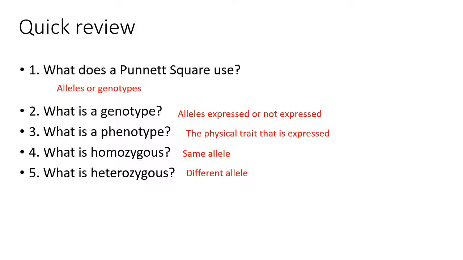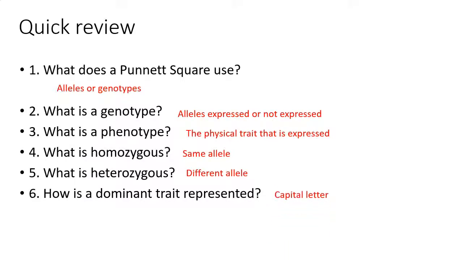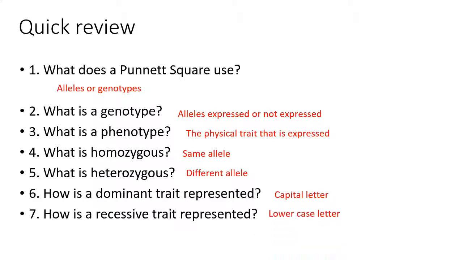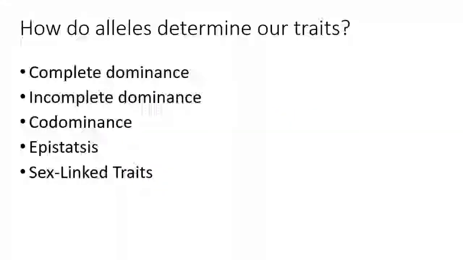It's different alleles. How is a dominant trait represented? With a capital letter. How is a recessive trait represented? With a lowercase letter. So how do alleles determine our traits? We've been talking so far about complete dominance. Now we're going to go into what is incomplete dominance, codominance, epistasis, and sex-linked traits.